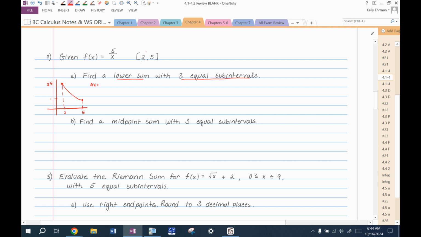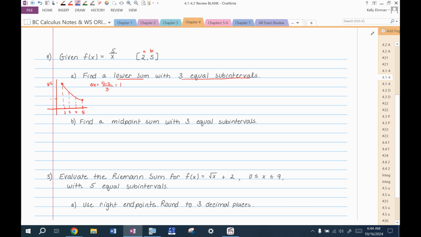Remember, the formula for delta x is b minus a over the number of subintervals, so 3. 3 over 3 is 1. So when I divide this into 3 equal subintervals, they're all 1 unit apart. So 2, 3, 4, 5.